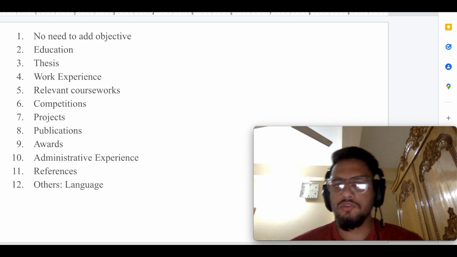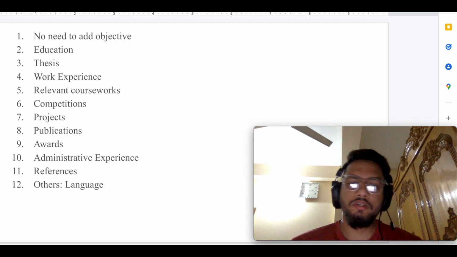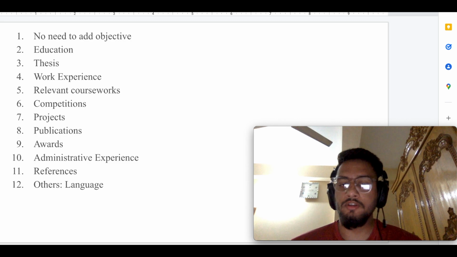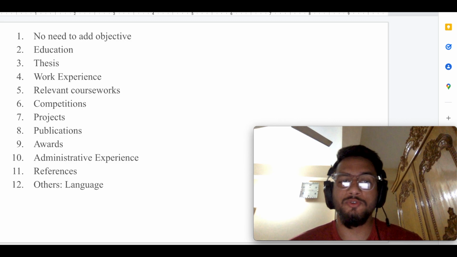Also, you can use Google Doc or Microsoft Word for it. But I personally like Overleaf because it's very easy to use, and as I am a research person, I usually use Overleaf every time I have to write any research papers. So I use it for my CV writing too.